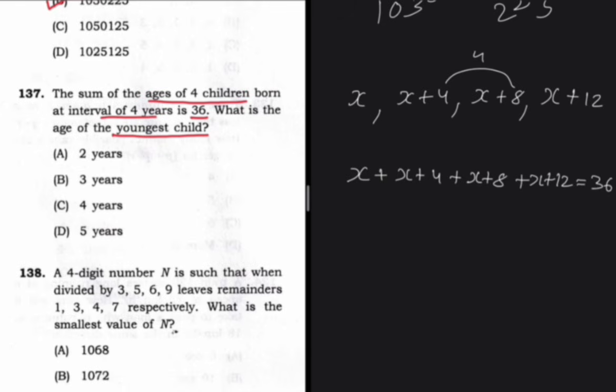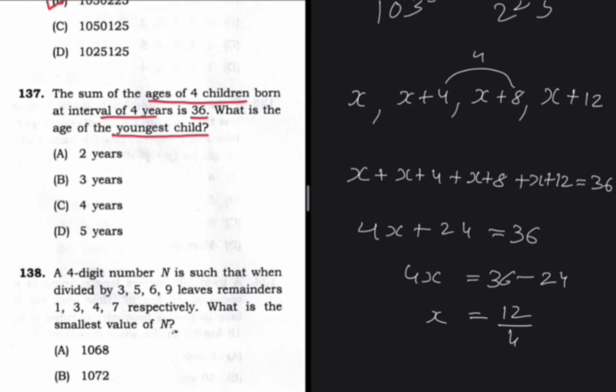Okay, so here we will have 4x plus 24 is equal to 36, and 4x is equal to 36 minus 24. That is, 4x is equal to 12, so x will be equal to 12 divided by 4, and the age of the youngest child here is 3 years. Hence option B is the right answer.